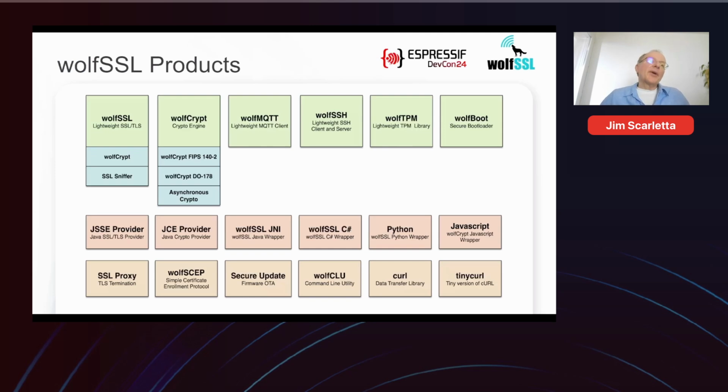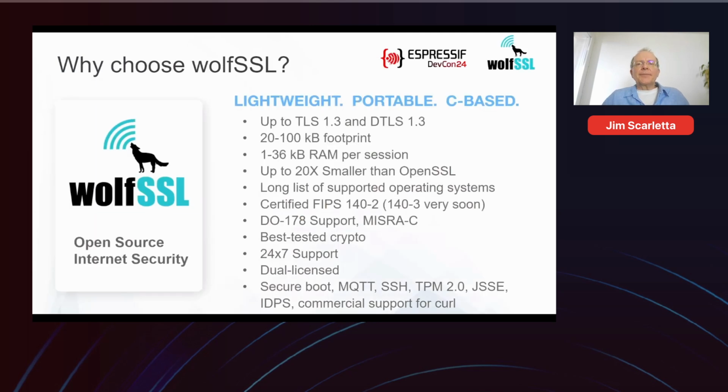Why choose wolfSSL? Because when you want to do MQTT or SSH, or maybe even just use the same wolfSSL libraries that you're familiar with in all the different environments you see across the bottom there. We have wrappers for different environments, for C#, for Java, for Python. You see that wolfSSL is used with curl. So why would you choose wolfSSL? For an ESP32 user, probably the most compelling reason is the really tiny footprint.